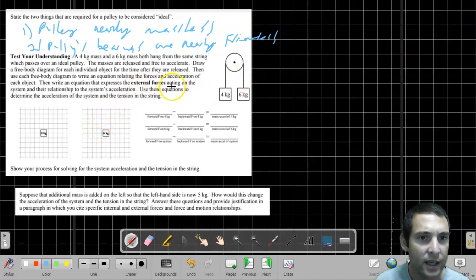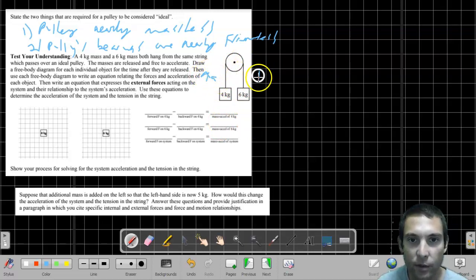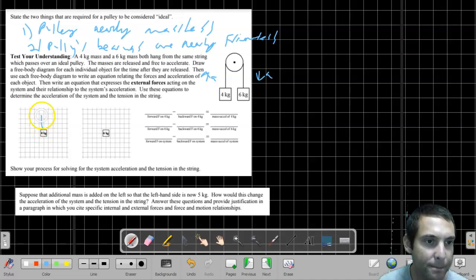Let's get to it. External forces acting on the system. So here we go, 4 kilogram object. We know if we hit play on this little cartoon, the 6 kilogram is going to go down, the 4 kilogram is going to go up. So it's going to accelerate up while this one accelerates down. All right, so what's pulling the 4 kilogram up? That's the tension, of course.